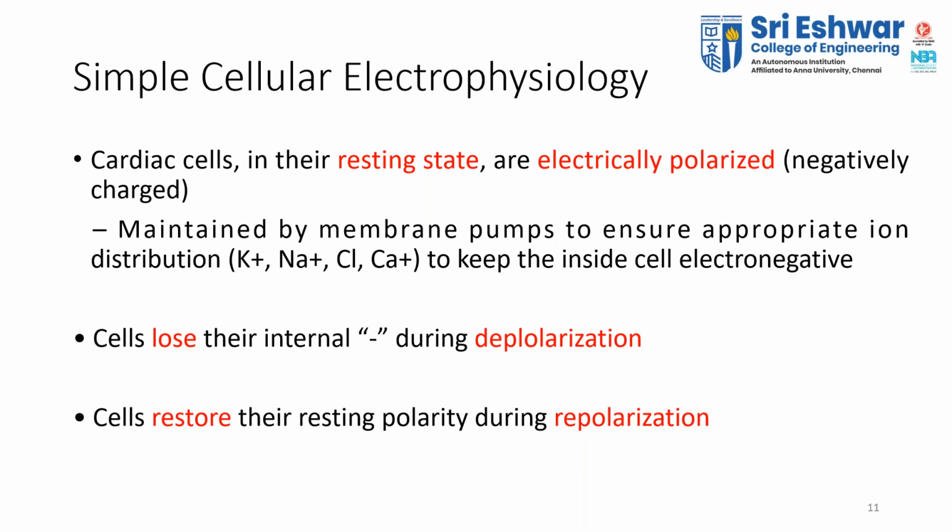I told you already that we have some chemicals present in the human cell: potassium, sodium, chloride, calcium, everything is present, but the major components for generating ionic current are potassium and sodium, right? The cell loses the internal negative charges during depolarization, and the cell restores its resting polarity during repolarization. Resting polarity, repolarization. And when it loses the electron, then it is said to be depolarization.